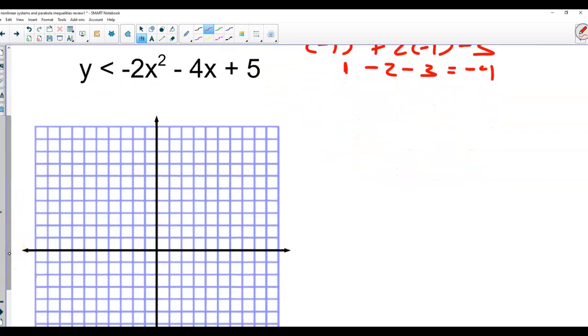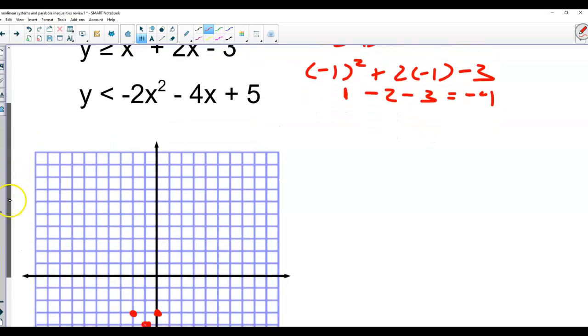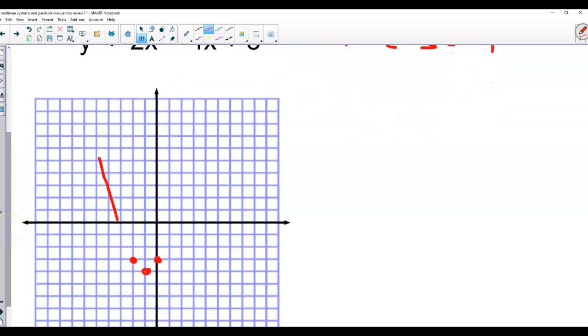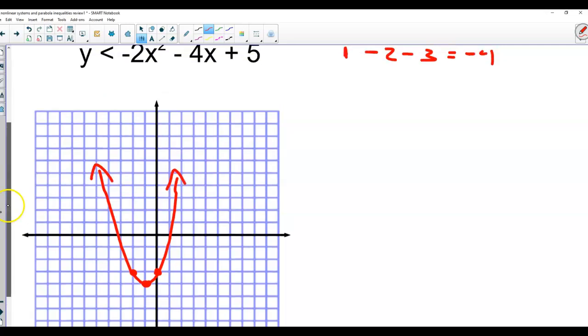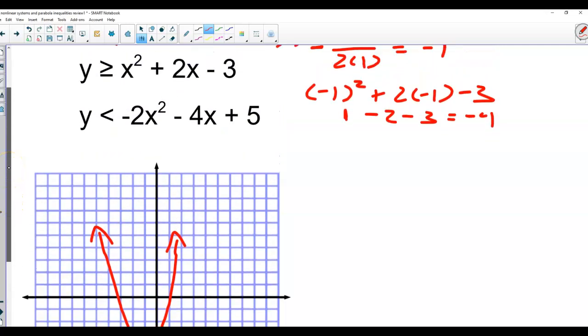Negative 1, 1, 2, 3, 4. 0, negative 3, negative 2, negative 3. And it's greater than or equal to, so it's a solid line. Second one.